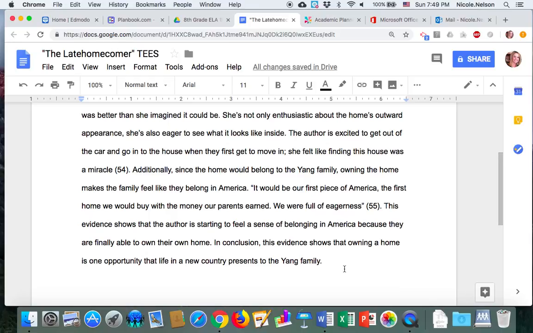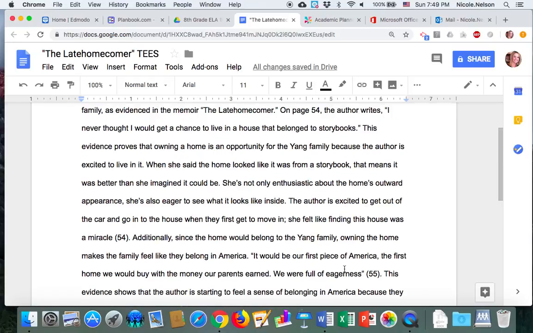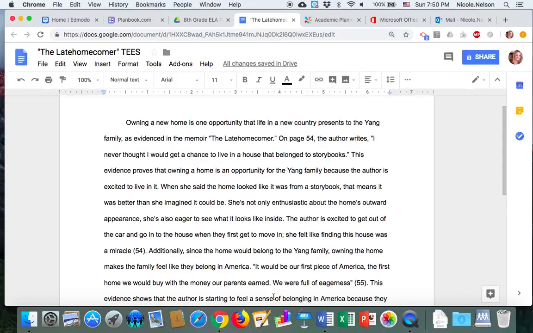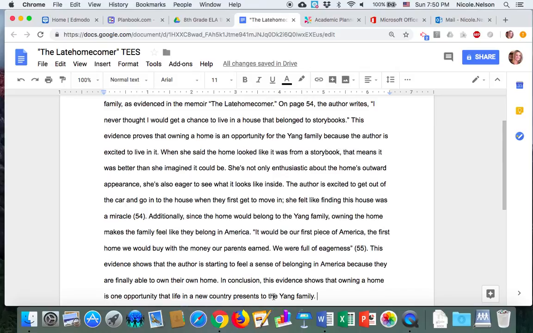So your job today is to include your elaboration, include your clincher sentence, do one more read through to check for any spelling mistakes or errors, and then make sure that your Google Doc is updated. I will also attach this Google Doc so you can see the entire paragraph as a whole on your own screen.